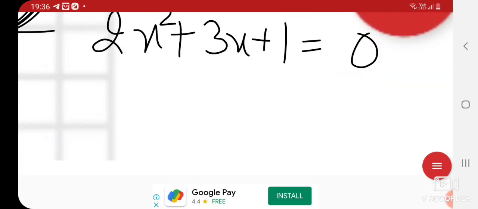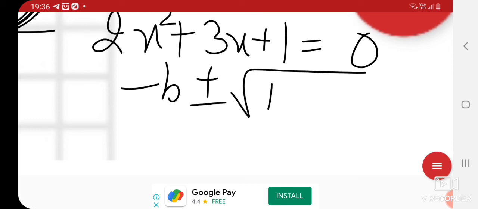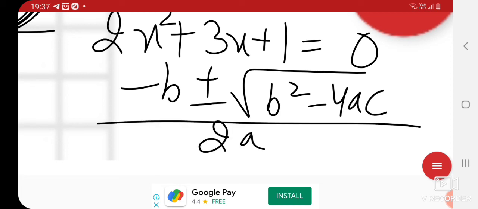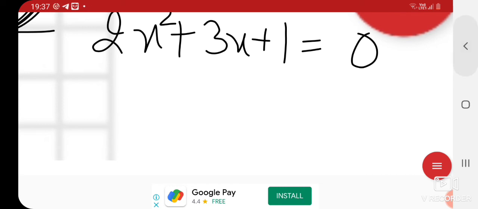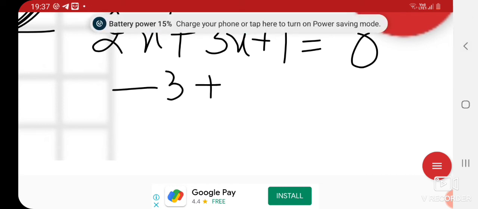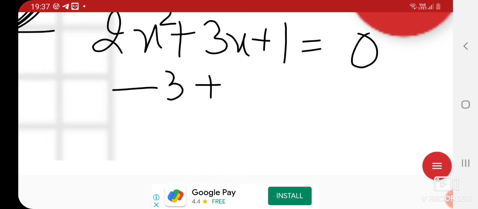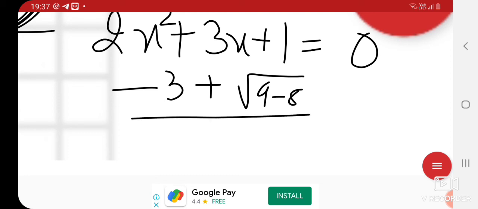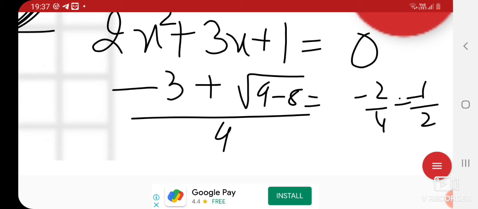So here you need to just apply the quadratic equation formula for finding the roots, that is minus b plus minus under root b square minus 4ac divided by 2a, right? When you apply this, you will find that minus 3, first of all I am plussing, plus under root 3 square, that is 9, minus 4 into ac, that is 8, divided by 2 into 2, that is 4. You will get that minus 2 divided by 4, that is equal to minus 1 by 2. Is that right?